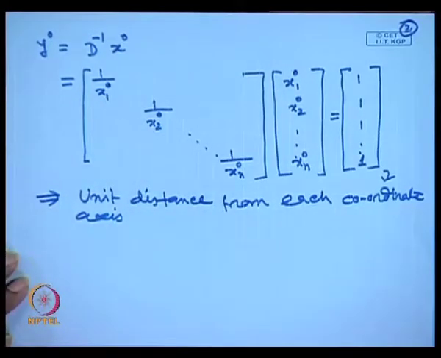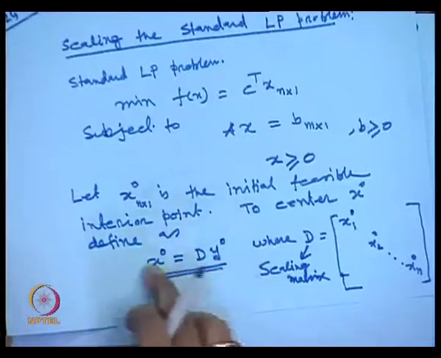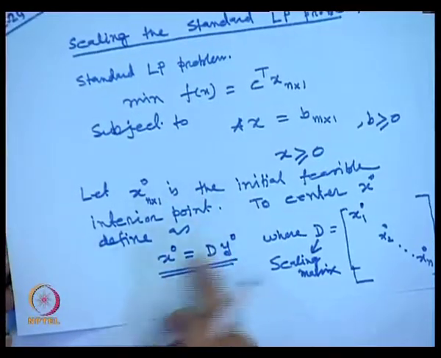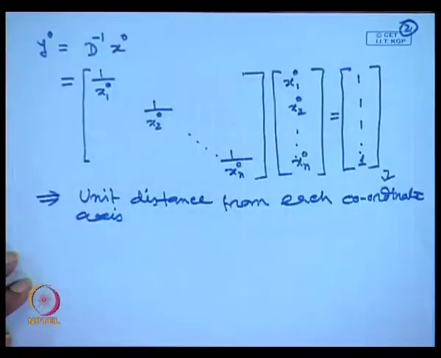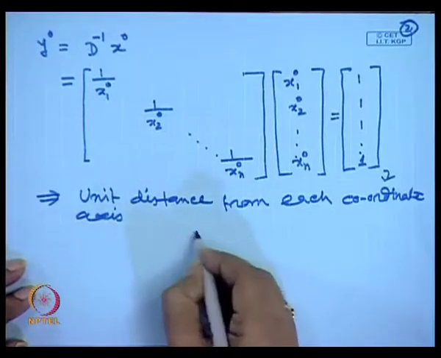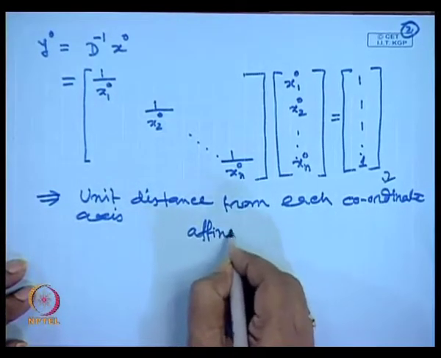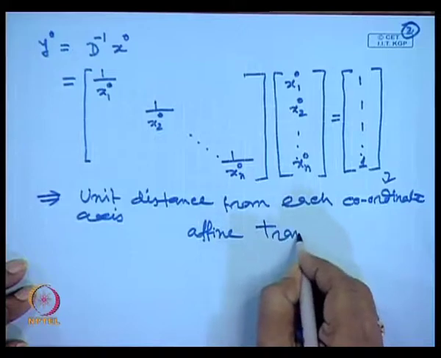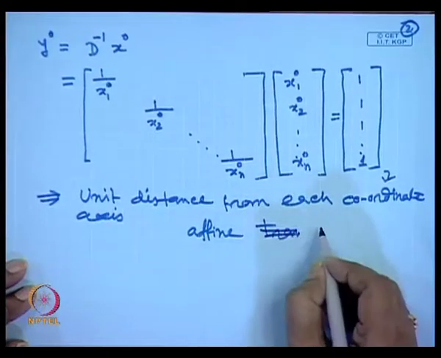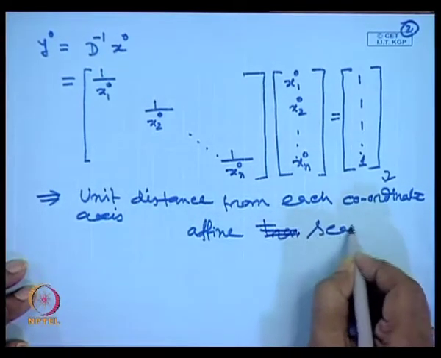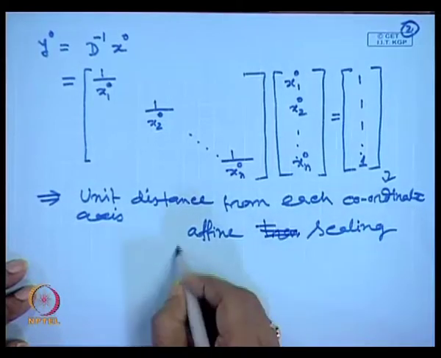So, this transformation is called a linear transformation, because they are related by linear expressions. Sometimes it is called an affine transformation or affine scaling transformation.